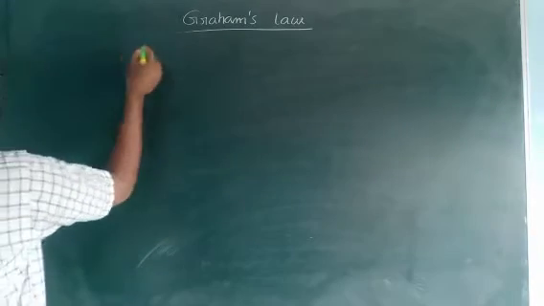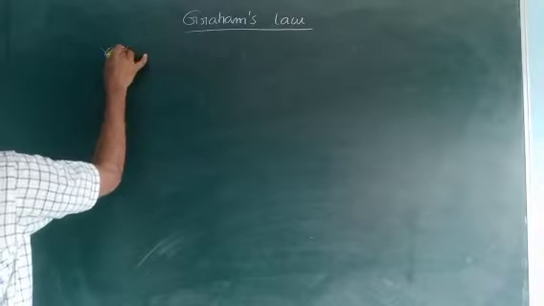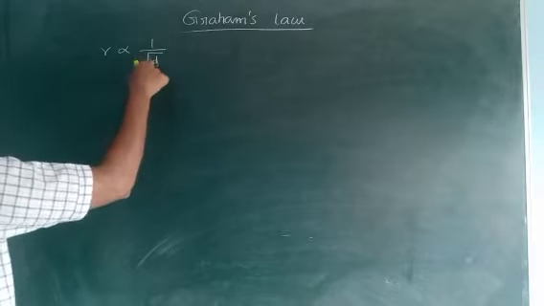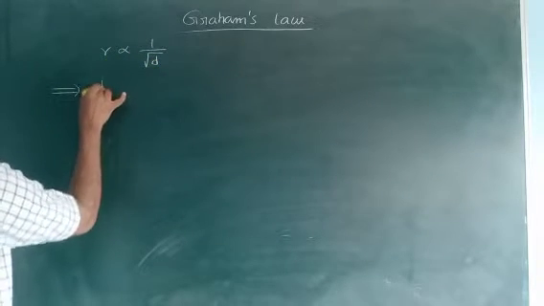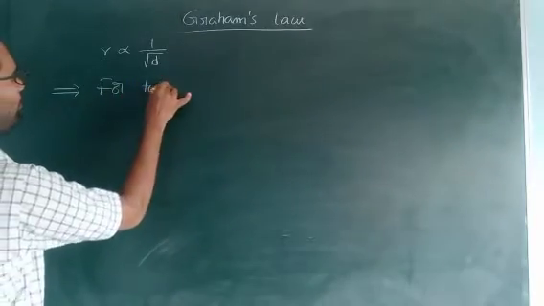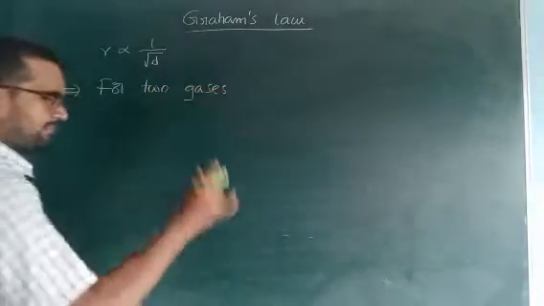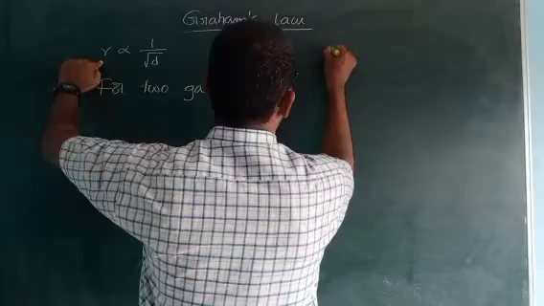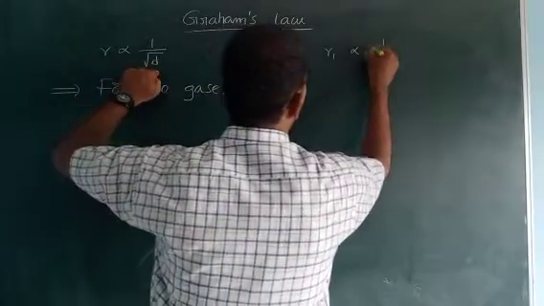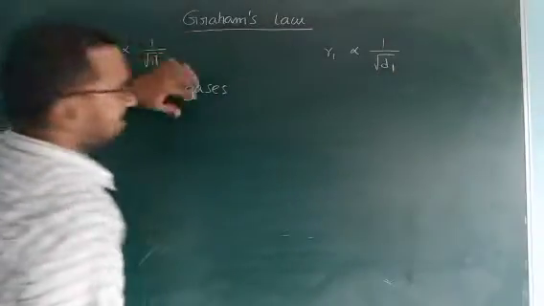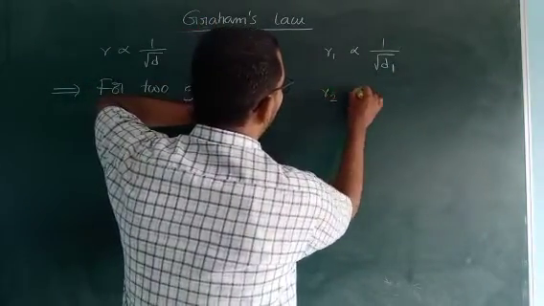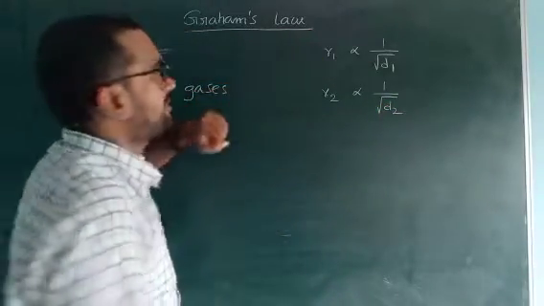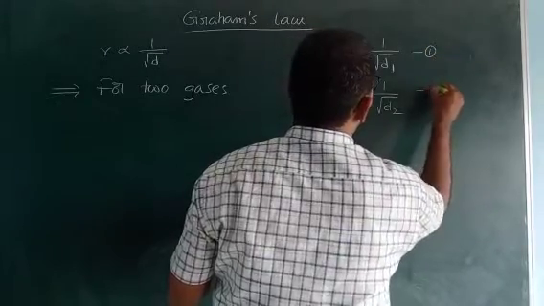Two gases. Actually, what is the relation here? All of you know, R is inversely proportional to the square root of its density. The same applies to M or VD here. Now for two gases, for example, one is hydrogen gas, another one is chlorine gas. For hydrogen gas, the rate of diffusion R1 is proportional to 1 by root over d1. For chlorine gas, the rate of diffusion R2 is directly proportional to 1 by root over d2. Now the relation between these two: this is taken as equation 1, this is taken as equation 2.